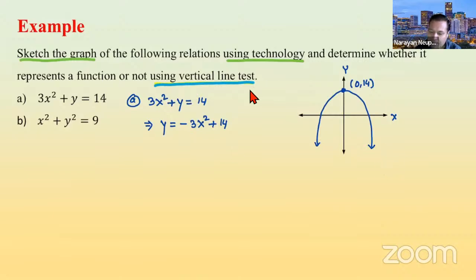the vertical line test. Now you can draw a vertical line to check whether it represents a function or not. You can draw the vertical line wherever you want. So let me draw it somewhere there. And by drawing a vertical line, you can see that the vertical line crosses the graph at only one point. That means this equation represents a function. So this is a function.